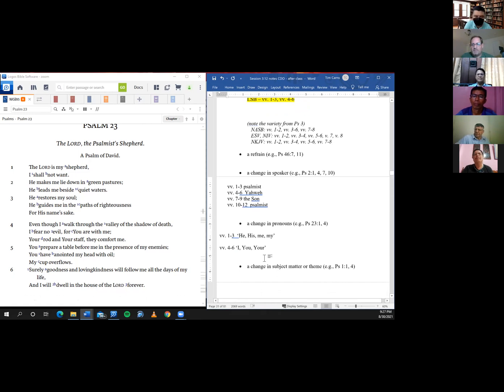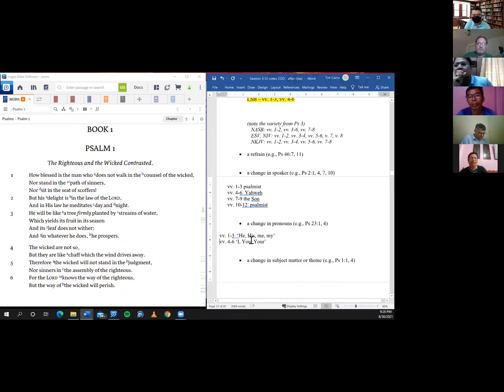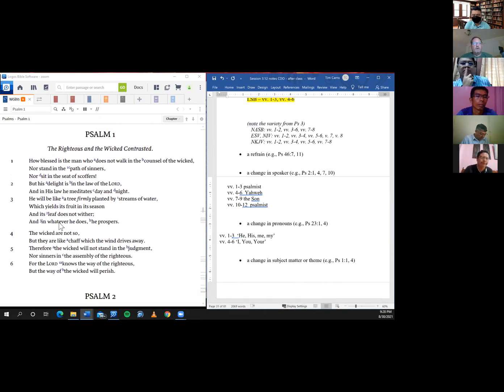A change in subject matter or theme. Psalm 1, I think, is a good example of this. Even though we saw a number of differences between the translations, if we look at this psalm, what's the focus in the first 3 verses? Or should I say, who is the focus in the first 3 verses? The righteous. Yeah. How blessed is the man? Which man? The man who doesn't do these things. His delight is in the law. He's like a tree, whatever.